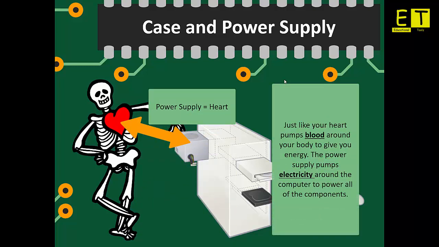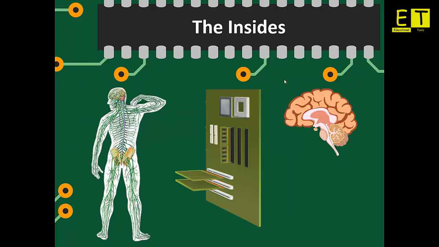Then we have the power supply, which is the same as our heart. So just like your heart pumps blood around your body to give you energy, the power supply pumps electricity around the computer to power all of the components. The insides.